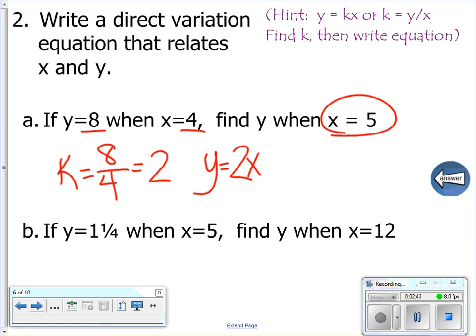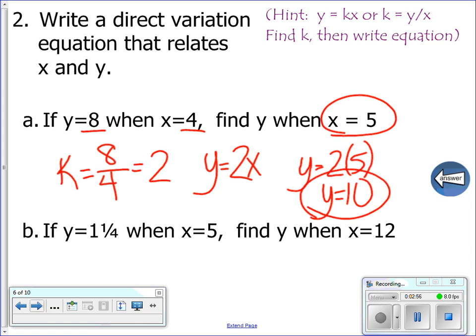And then we'll plug in the 5 and find out what is y when x is 5. So y is 2, substitute the 5 for x, and y is 10. So the answer, this one and this one, are the answers to this question.